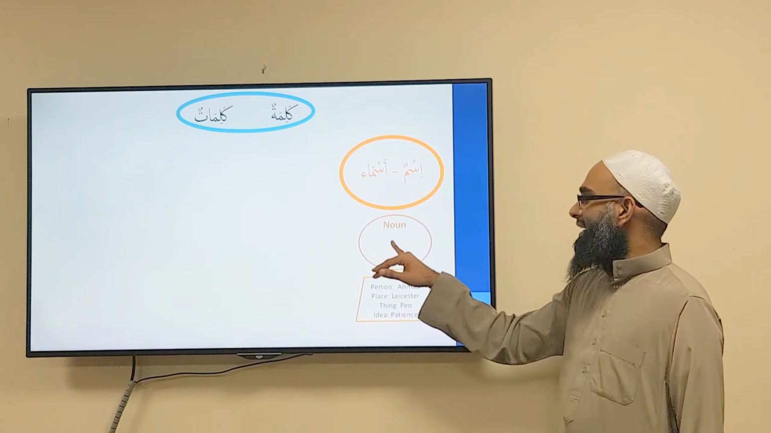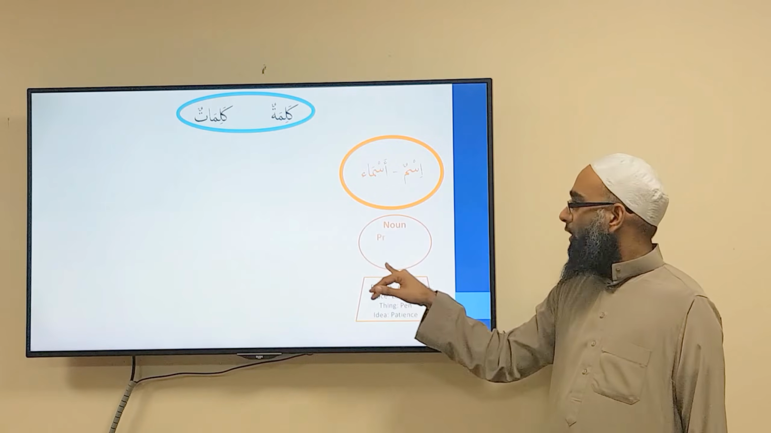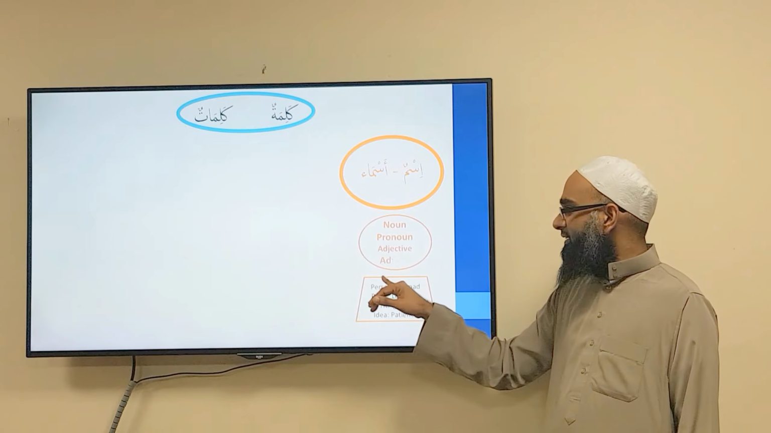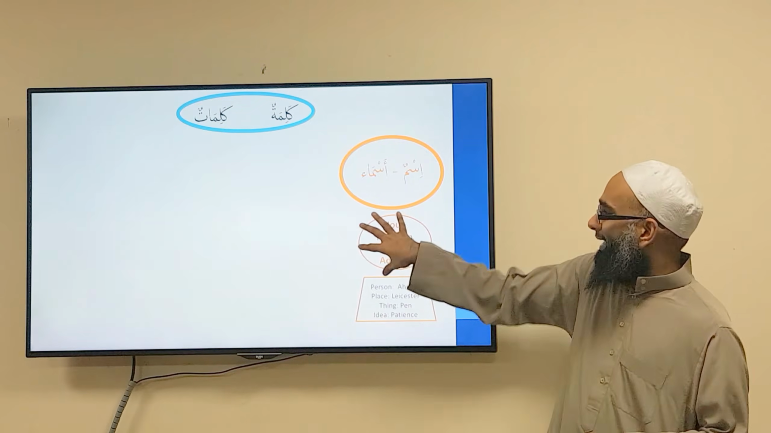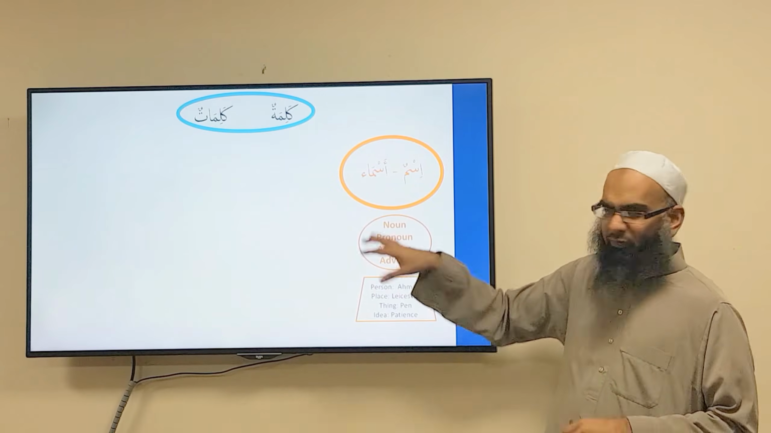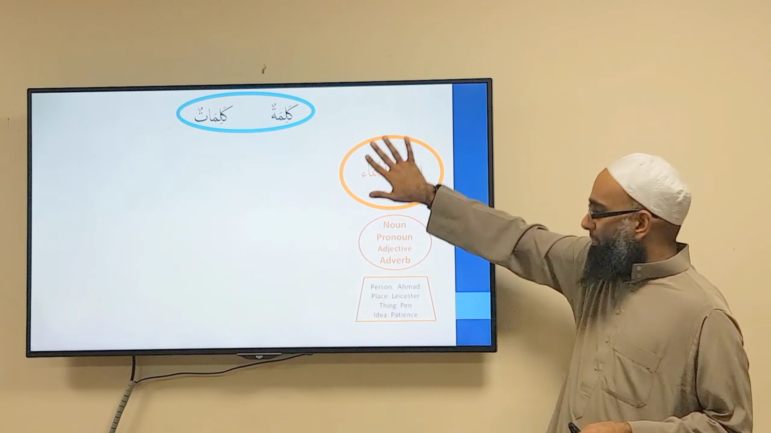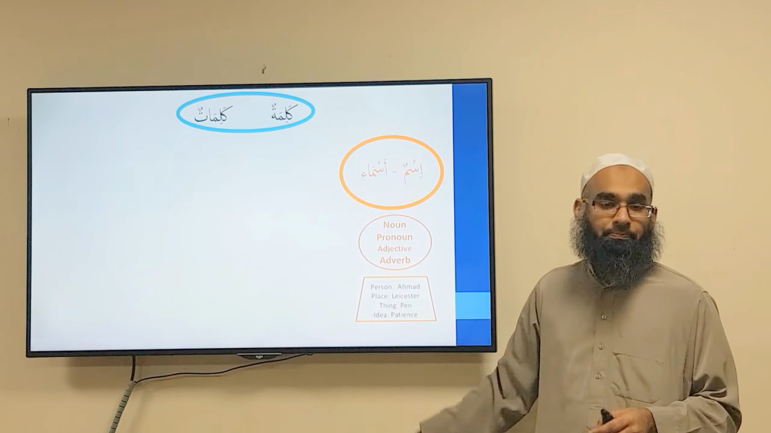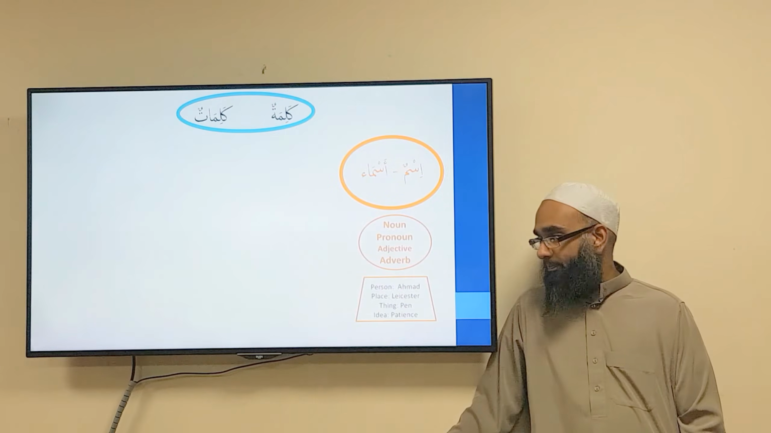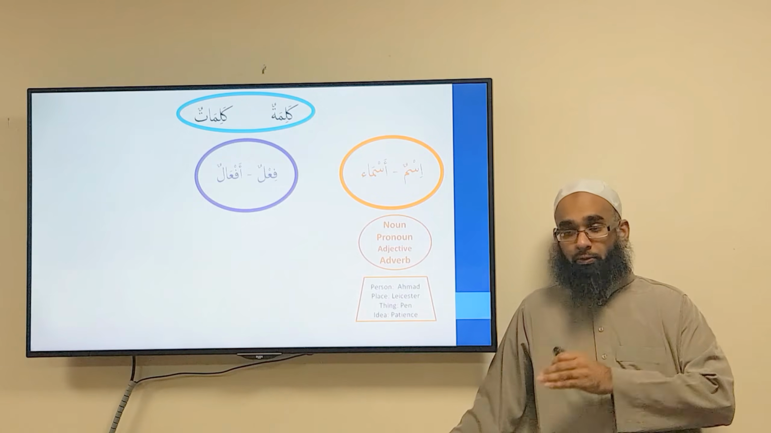And in English you can call this a noun, pronoun, adjective, adverb. All of these come under ism. So if you're aware of the English language and you want to get into detail, you can understand it from here. If you're not too good with English, just remember ism is one of these things. Okay? This is what you call an ism. You got it?